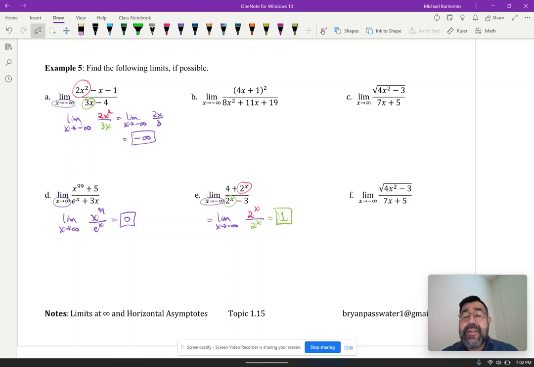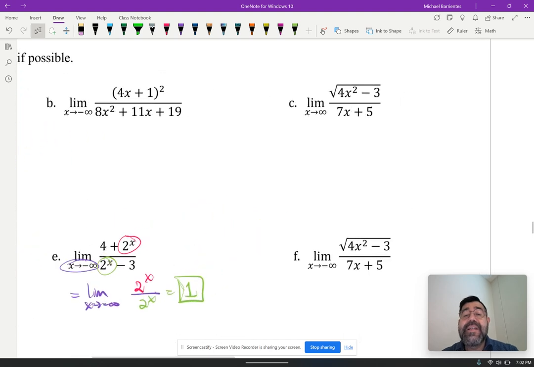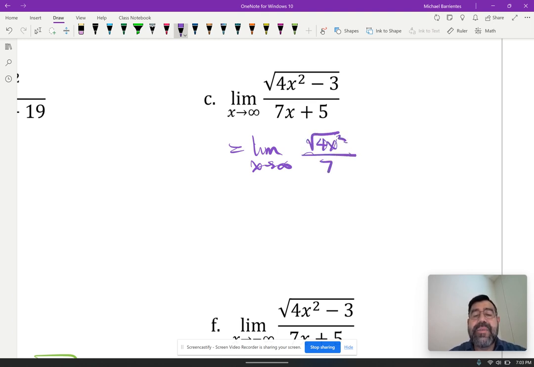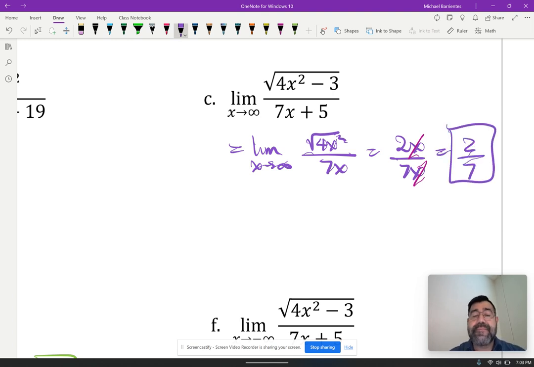And something like letter C, don't be frightened by the square root. Remember, we're focusing on the biggest term. So even this, take the limit as x approaches infinity of the square root of 4x squared, and then in the denominator 7x. So reduce it as much as you can, and you're going to find that you're left with 2/7. And there's the limit.